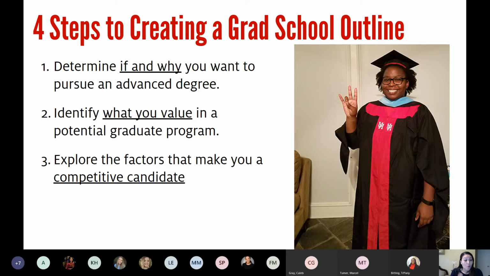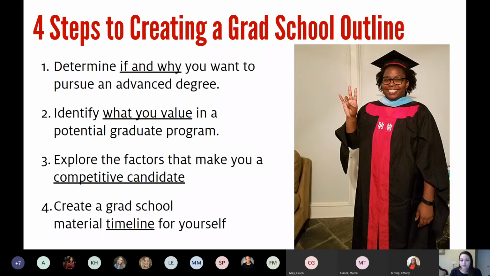Third, you want to explore what are the factors that will make you a competitive candidate. Again, depending on what programs you're applying to, what institutions, how competitive the field and the industry might be, it can all lend to different factors. I'm going to share with you some of those factors that you can start thinking about right now, or maybe you already have been, that will make you stand out as a potential graduate school candidate.